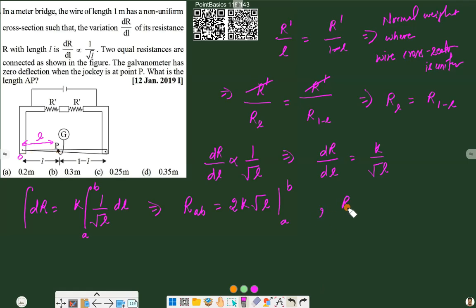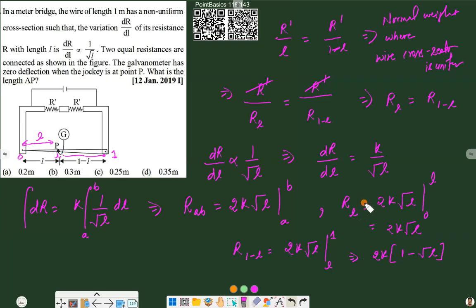So resistance up to length L will be 2k root L, limits 0 to L, and that will be just equal to 2k root L. Now resistance of the remaining part, that is 1 minus L. For that, we have 2k root L, with limits starting from L and going up to 1. These will be the limits for the resistance of the remaining part. So the lower limit will be L and the upper limit will be 1. So we will get 2k into root of 1, that is 1, minus root of L.